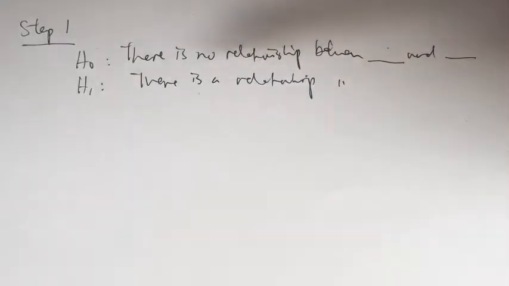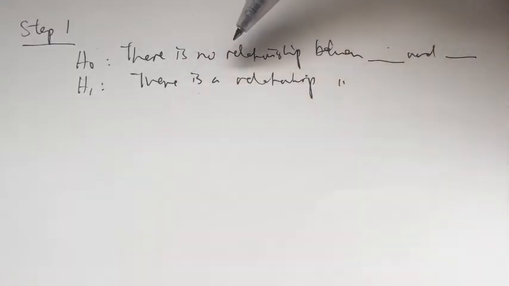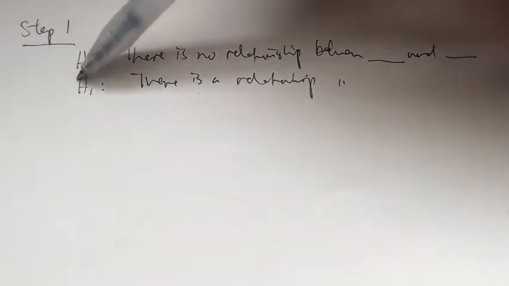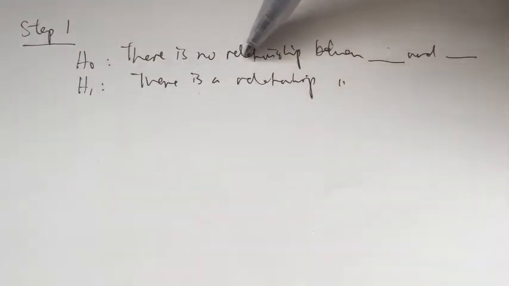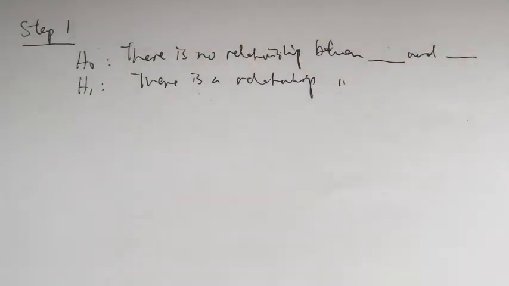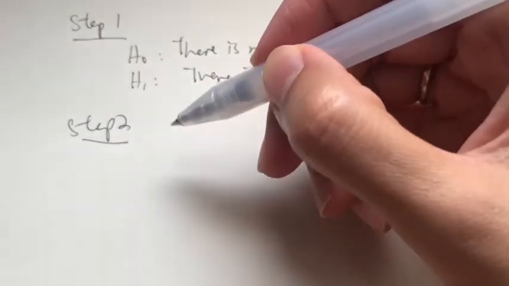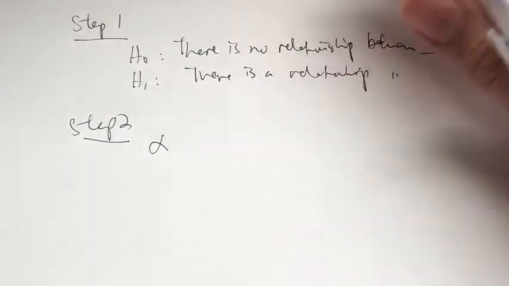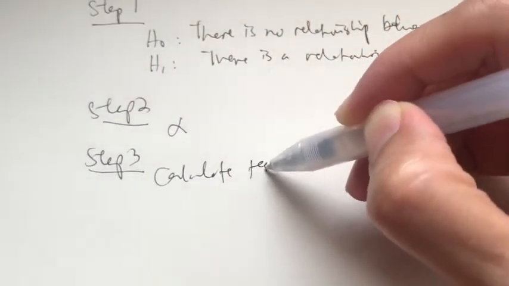In case you're wondering how can we remember, because it's quite often that students get this mixed up, just remember, this is your null hypothesis. Null, nil, none, right? So I hope that reminds you where to put the no relationship. It is at the null hypothesis. Step 2, as usual, is to determine our level of significance. Now, another difference is how to calculate our test statistic.